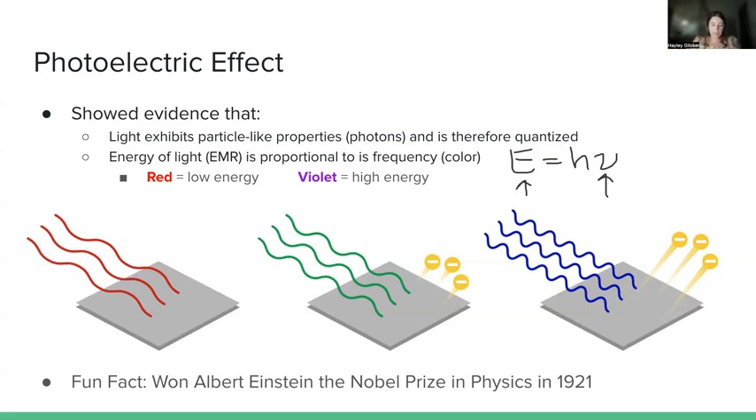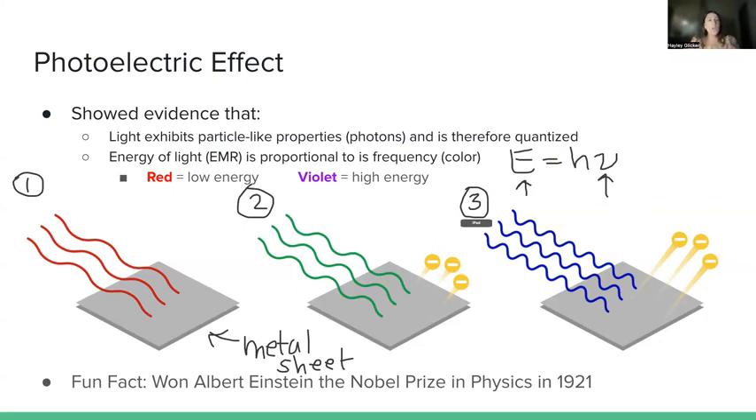So what we have here are three examples. We have red light shining onto a metal sample. We can think of this sheet as a metal sheet, like a sheet of aluminum foil. Our second example is shining green light, so it's the frequency associated with green light. And our third example is blue or violet light. What we know is red light is the lowest in energy. So when I shine red light onto this metal sheet, nothing happens because the energy in red light is not sufficient to actually eject electrons.